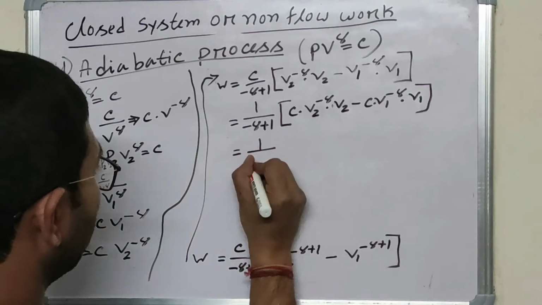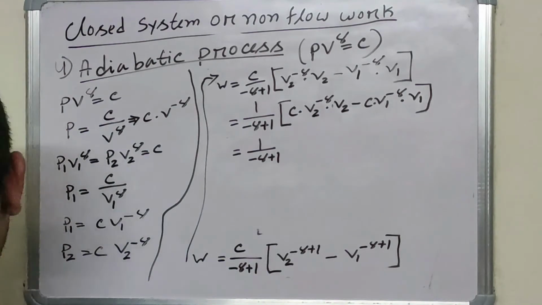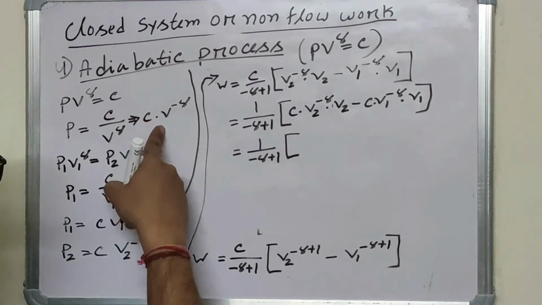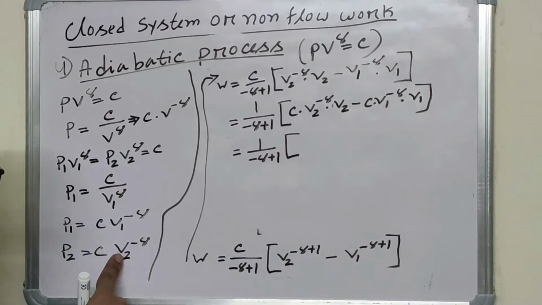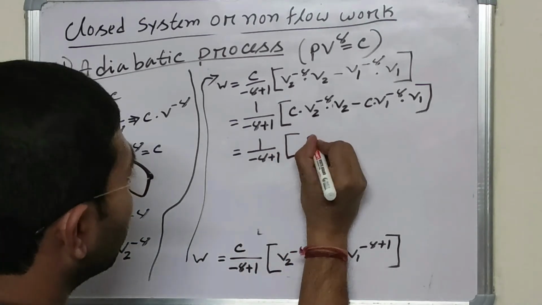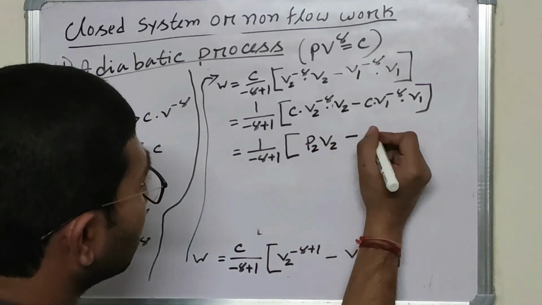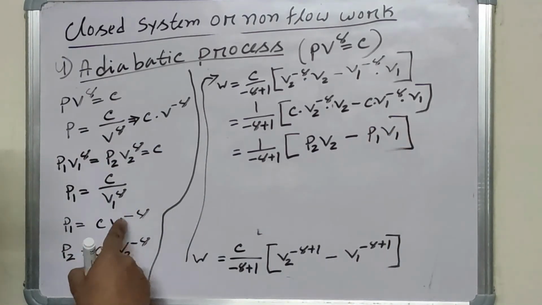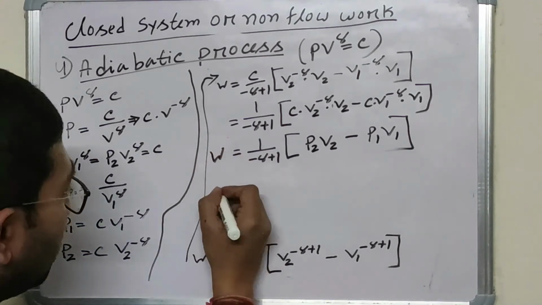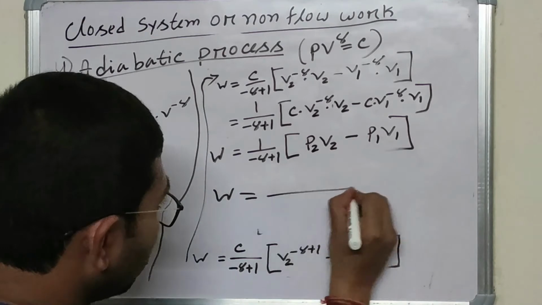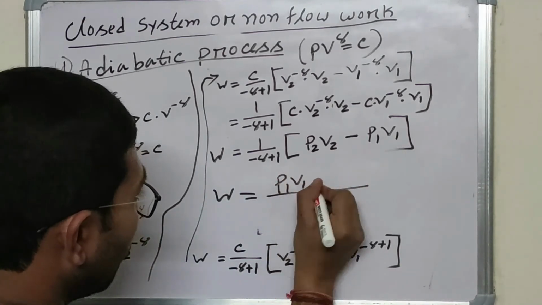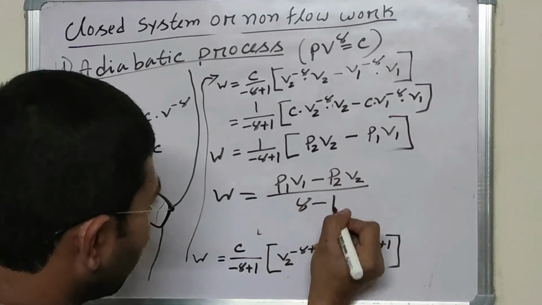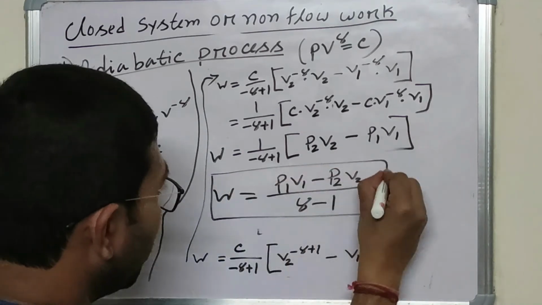Equal to 1 by minus gamma plus 1. That means C V2 to the power minus gamma, that is P2, so P2 V2 minus P1 V1. From that you can write that P1 equal to C V1 to the power minus gamma. So work done equal to P1 V1 minus P2 V2 divided by gamma minus 1. That is the work done for adiabatic process.